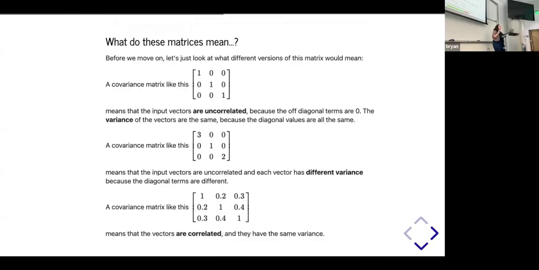Let's just take a beat, just look at what these covariance matrices could look like and what they mean. A covariance that looks like the identity means that all of the input vectors are uncorrelated. The variance of the vectors is all the same. It's one in this instance. For the variance matrix that looks like this, vectors are uncorrelated. The variance in one is higher. For the variance matrix that looks like this, same variance, but they are correlated with each other.